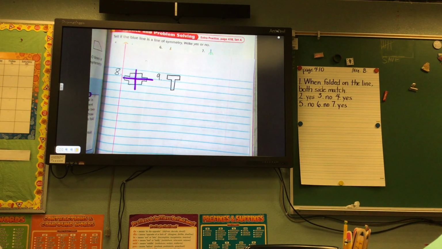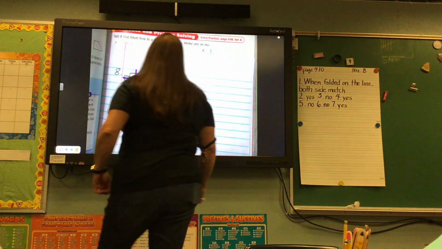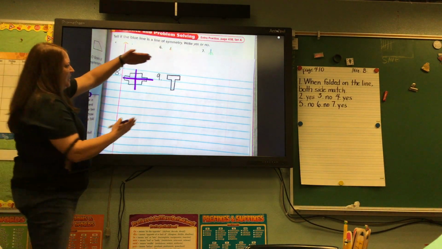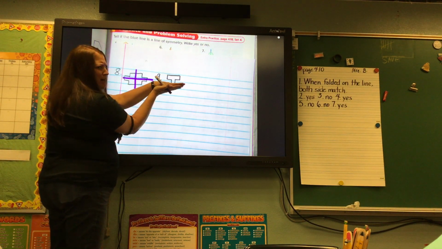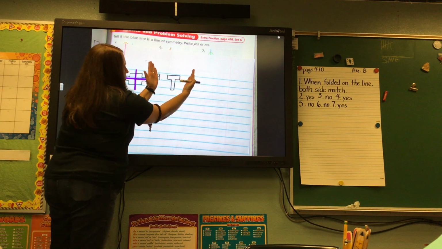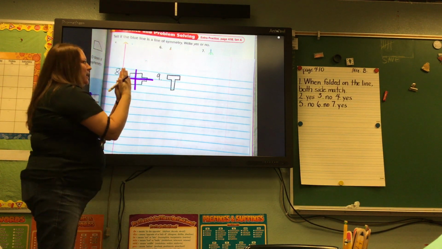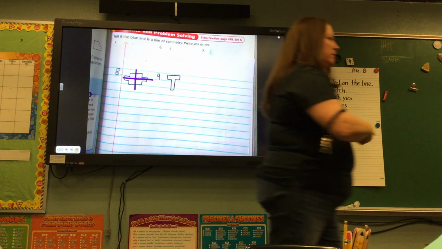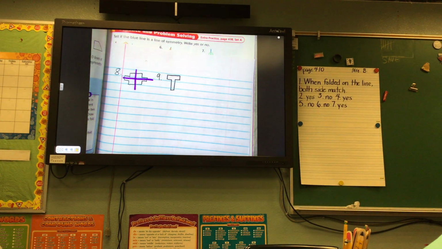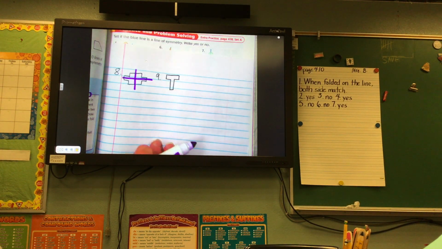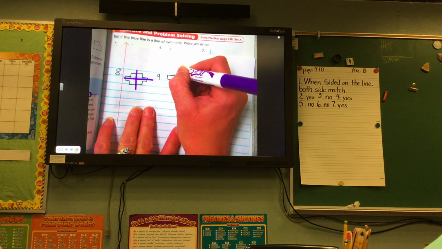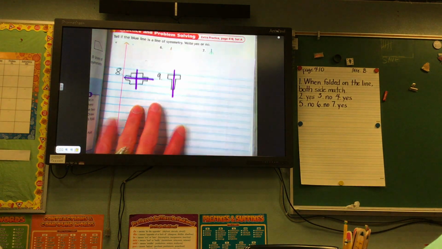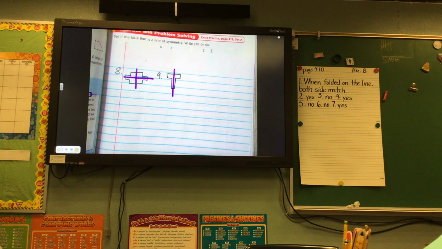Now be careful here. How could I fold this thing to show a line of symmetry where they match? I don't think folding it top to bottom is going to work, but could I fold it this way from side to side? I think if I folded it from side to side, I'd have a line of symmetry. Okay, so there, I think this one only has one. Right down the middle is going to be the only place I could do that.